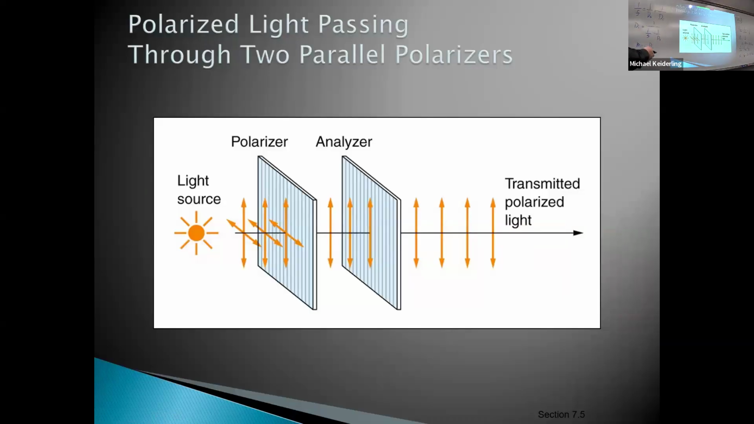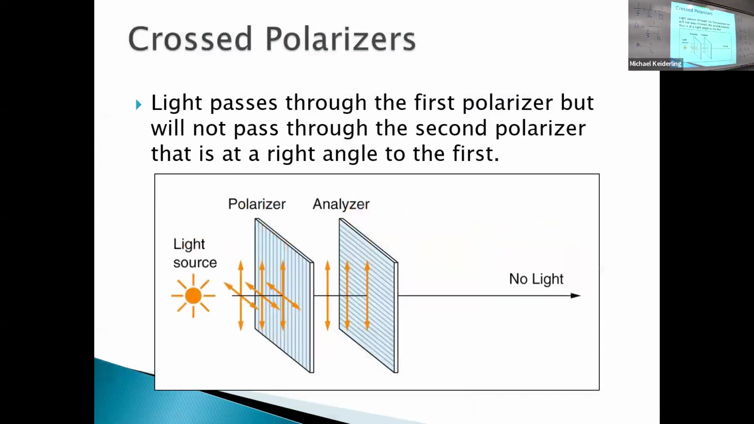So here with unpolarized light passing through two parallel polarizers, half the light gets through the first polarizer, and then all the polarized light goes through the analyzer. But the light passes through the first polarizer, but will not pass through the second polarizer if they're at right angles. That is what's happening when I do this.